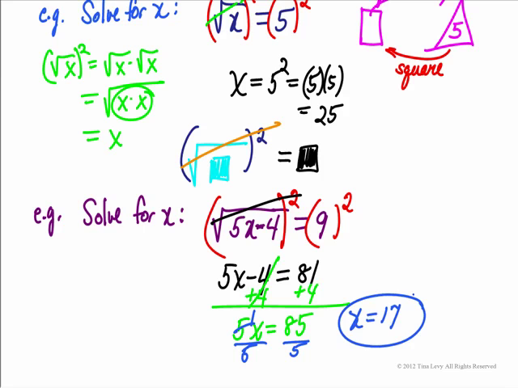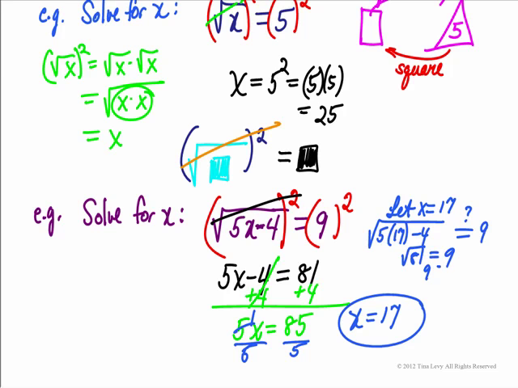17. Now one of the things about this is we usually have to check whether this is correct. So we'd like to do a check. And we can see here, if I substitute, if I let x be 17, I get square root of 5 times 17 minus 4. And the question is, is that 9? Well, 85 minus 4, I get radical 81 is 9. 9 is 9. So yes, it is a solution.